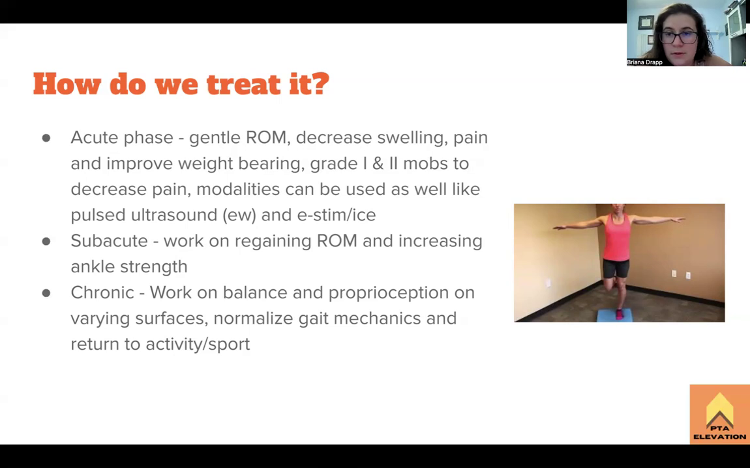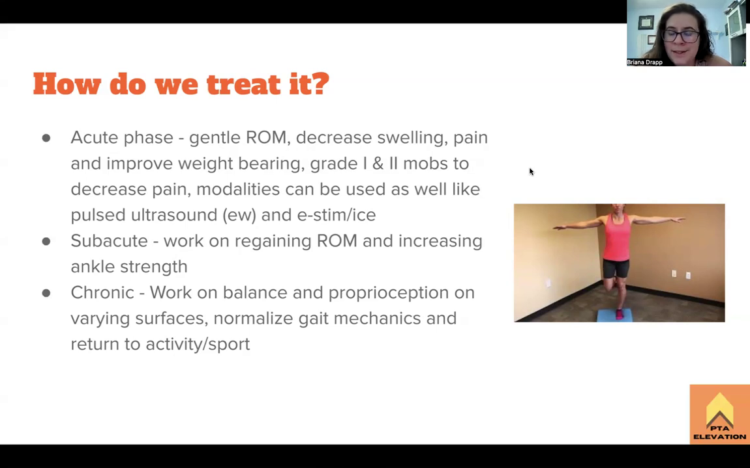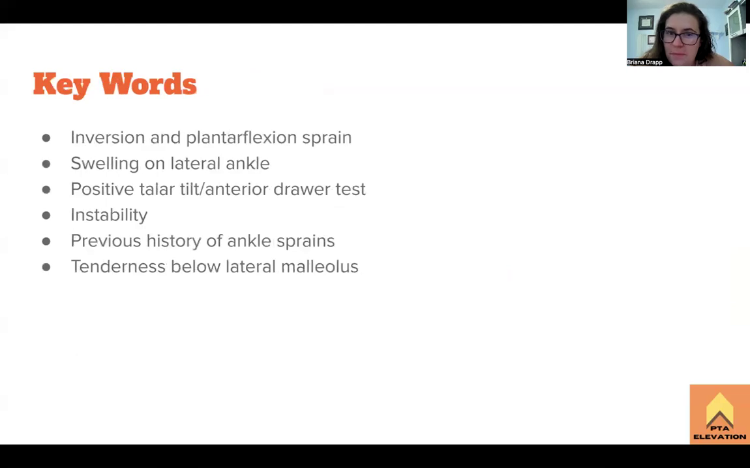So we'll progress through those stages, but definitely balance stuff is important for this patient because that's what the ligaments do. They help maintain stability while we balance.